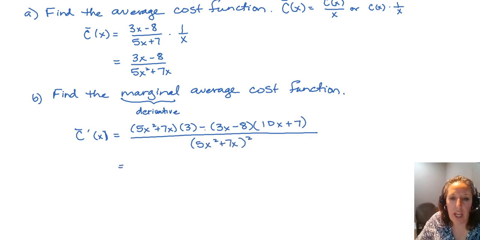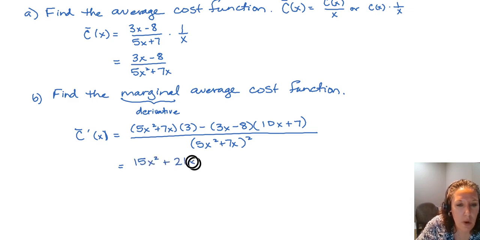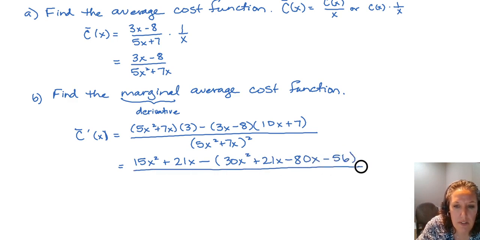All right, let's go ahead and expand and combine like terms in the numerator. So if you distribute that 3, we get 15x squared plus 21x. And then we want to make sure and subtract this whole second part here, so I'm going to put that in parentheses. And if we multiply this out, we're going to get 30x squared plus 21x minus 80x minus 56. All of that is still over that denominator squared.